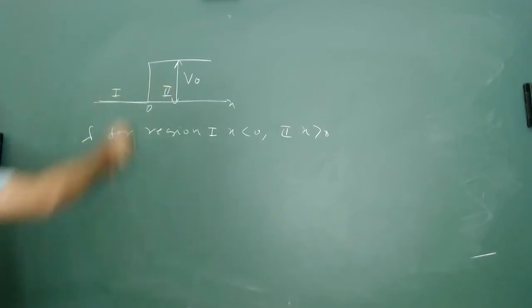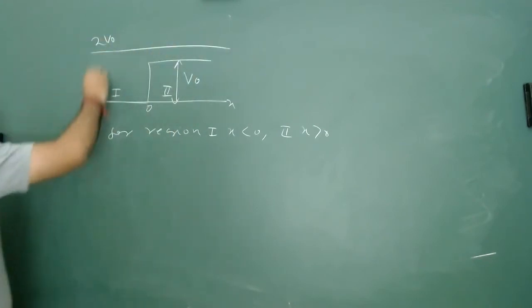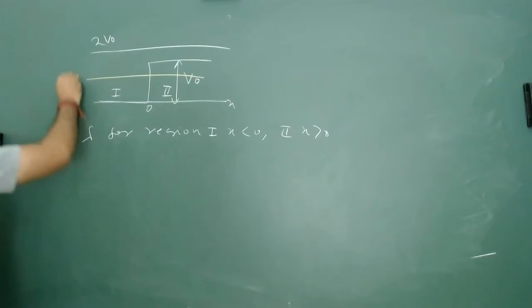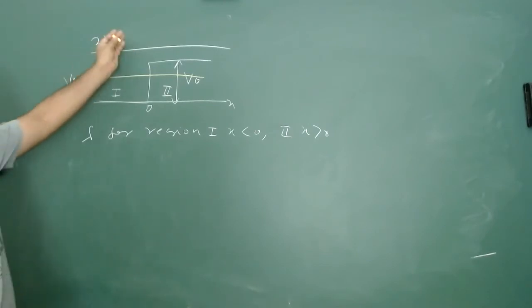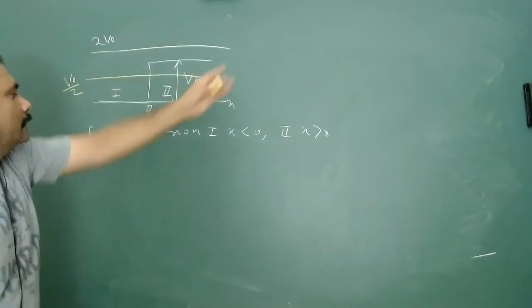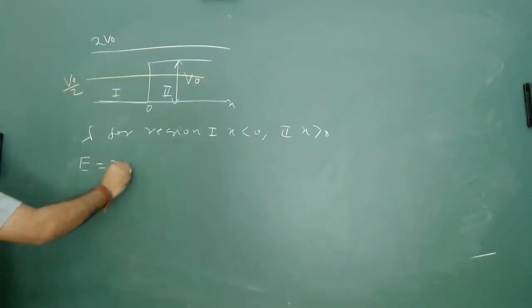For the two cases, in one case I am taking the energy equal to 2V naught, and in the second case the energy is V naught by 2. So we have two cases, and let's try to figure out what lambda will be in the first case and in each region. The first region is this one, the second is this. So for energy equal to 2V naught.